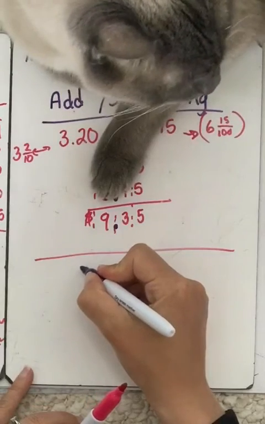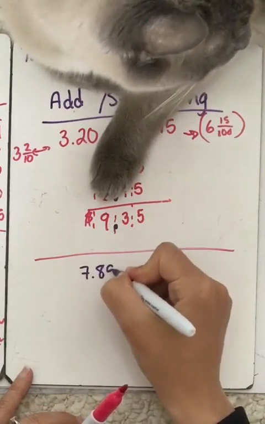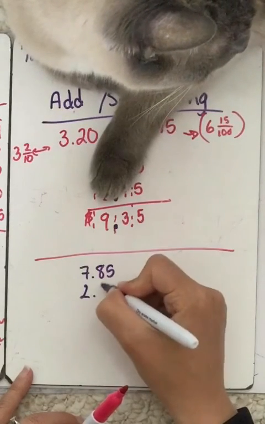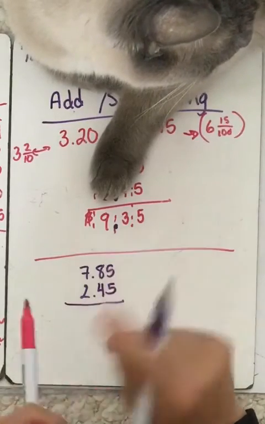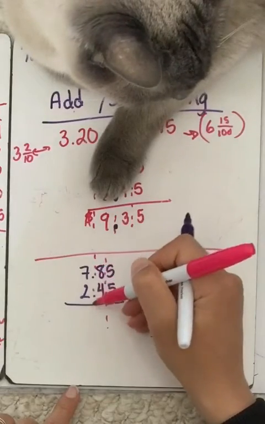What if we have some borrowing? Same thing, $7.85. And let's make it $2.45. We've got everything lined up. So again, if you need to make your rows, you can.